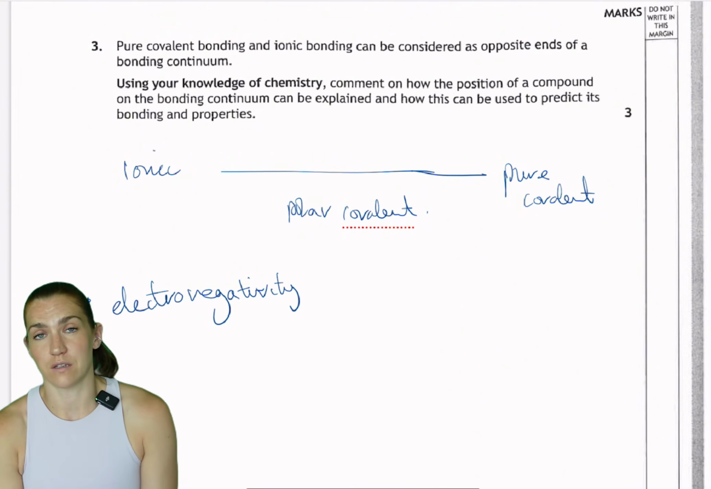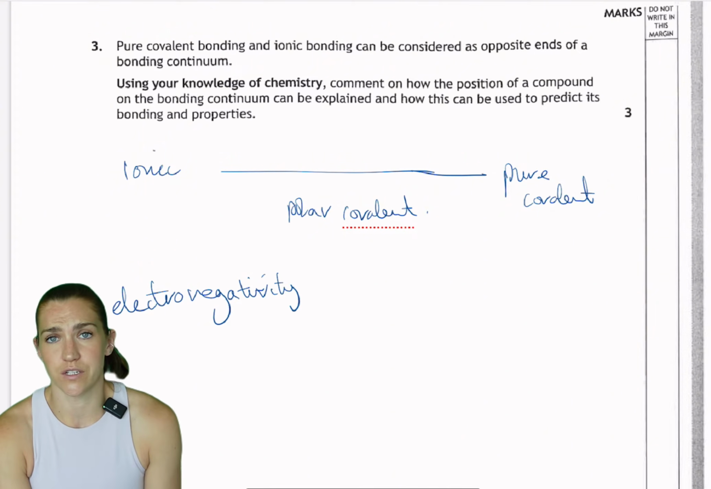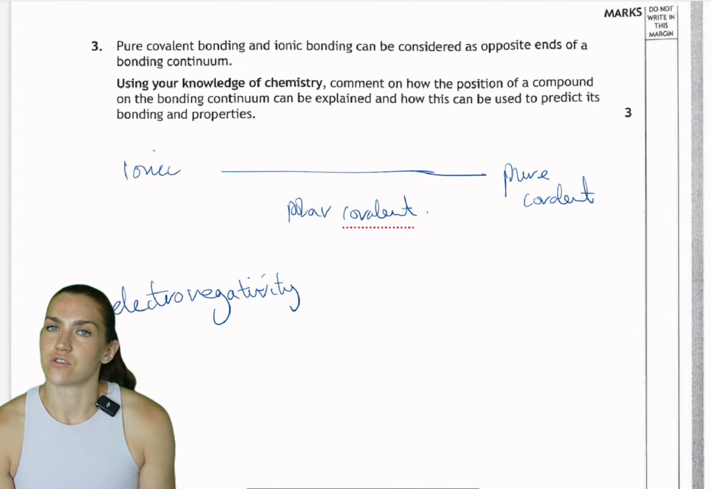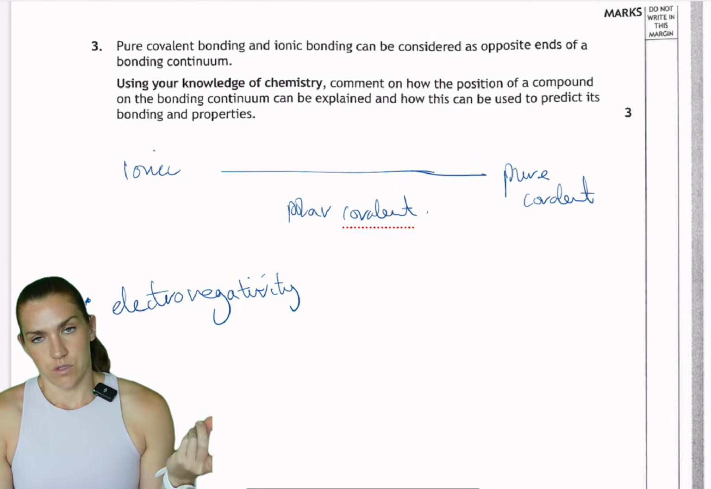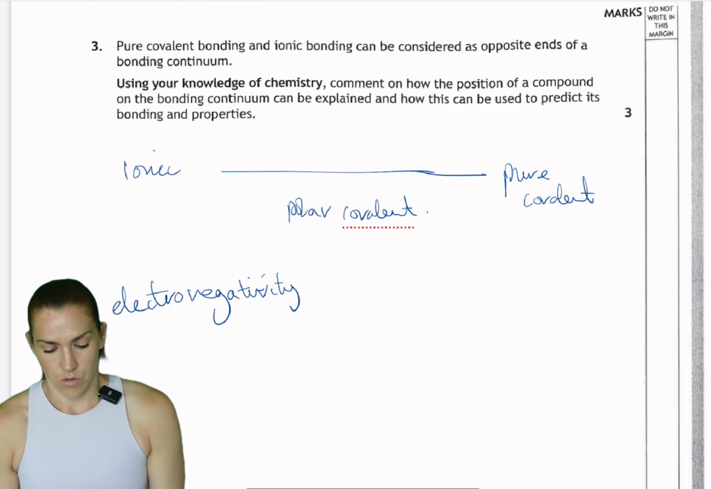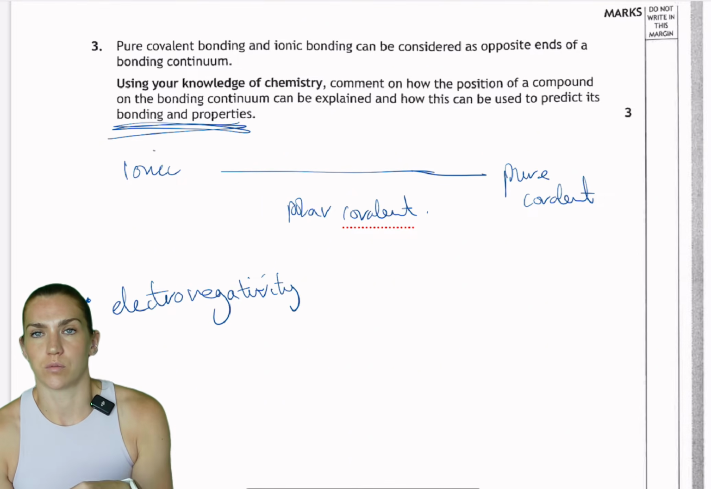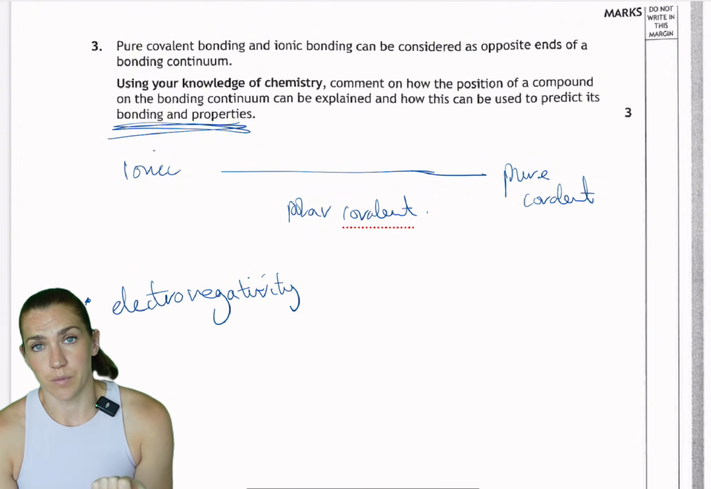Talk about the differences in electronegativity. So if it's ionic in character, there will be a large difference in electronegativity. If it's pure covalent, the electronegativity values must be exactly the same, and therefore the bonding electrons are equally shared. Then you want to ideally go on to talk about how this helps you work out bonding and properties. So you'd want to go on to talk about solubility, melting and boiling point.